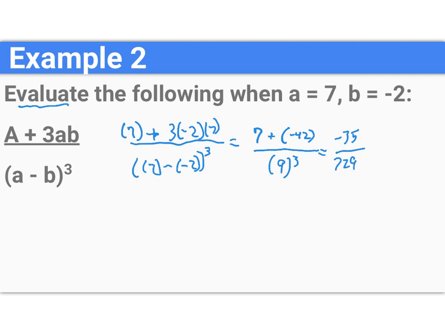And I'm trying to think if there's a common factor. 5 doesn't go in. Does 7 go into 729? 7, 1, 29. No, that's as simplified as that fraction is going to be. You can't simplify that fraction any further. So that is our answer.